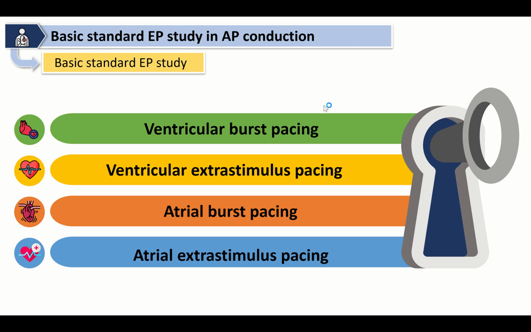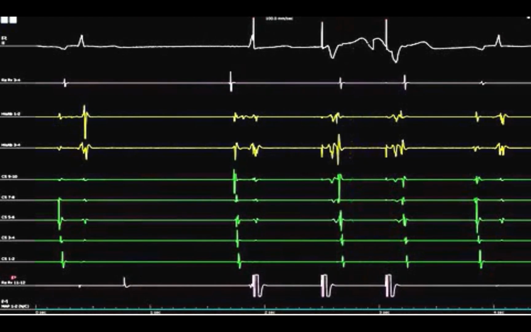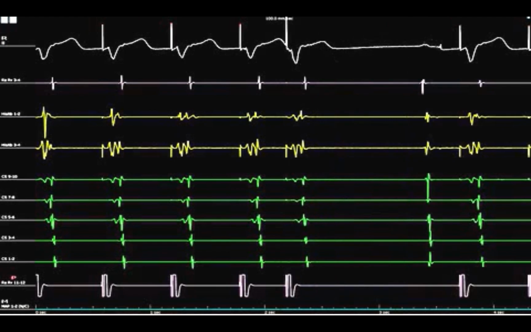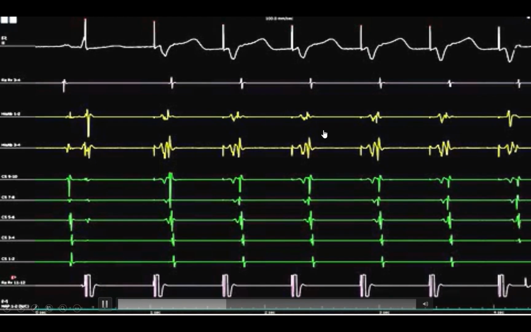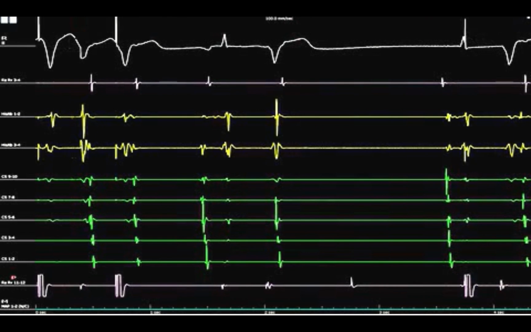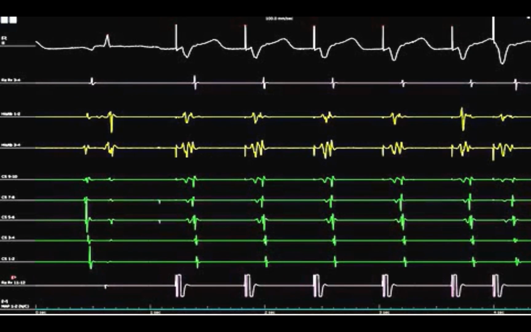Next, ventricular extrastimulus pacing, what we see and assess in accessory pathway conduction. This is how we give ventricular extrastimulus. As we know, we give a train of S1 at, for example, 600 milliseconds, then give S2 ventricular extrastimulus, short coupling interval in this example, then we have to assess what is the response.